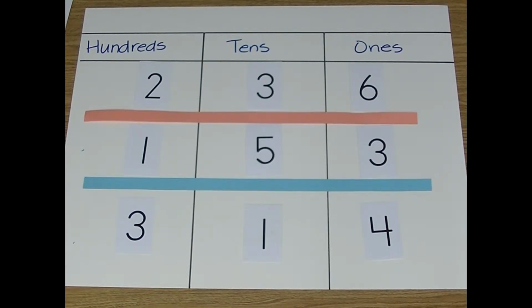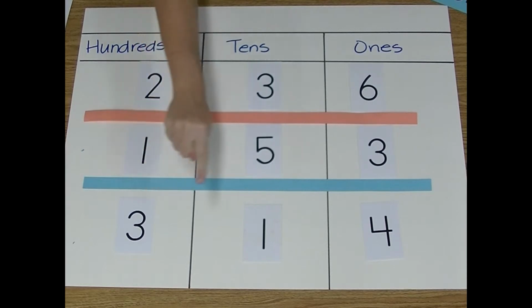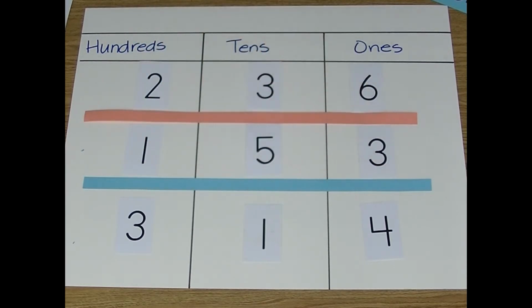So if you will look at our place value chart, turn your attention to that, you will see that we have three numbers on our chart that we are going to compare. Let's read our numbers together. Ready? 236, 153, 314. Good job.